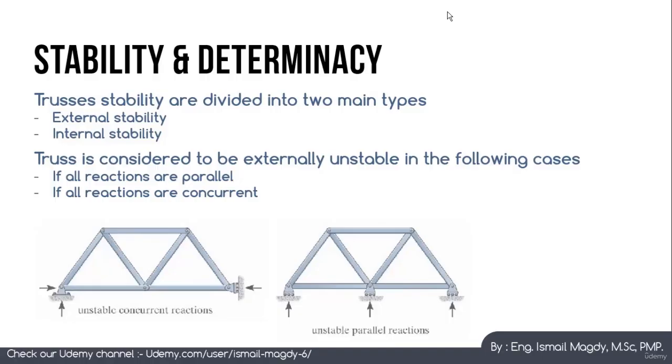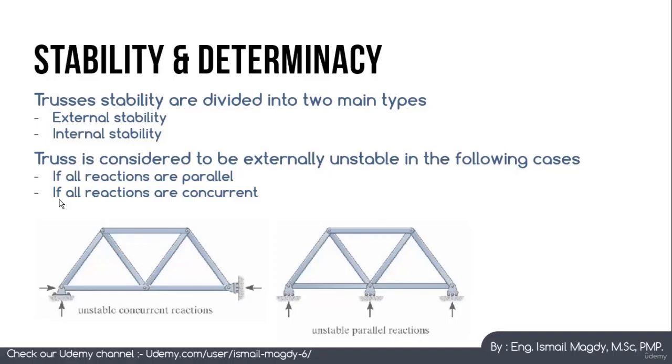here. In case all reactions are found to be parallel, this means that this truss is externally unstable. Also, if all reactions are found to be concurrent at only one point, as you can see here, all reactions are connected to this point, this also means that this truss is externally unstable.